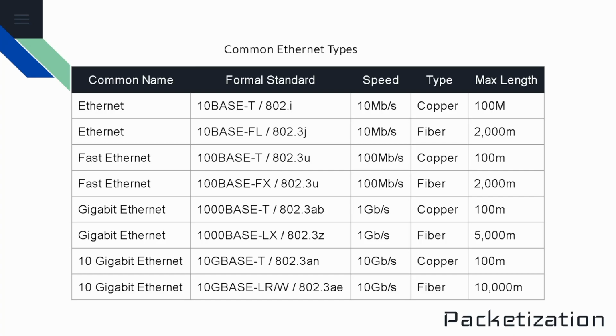Now, the last part of the formal standard can either be a letter or a number. Numbers indicate the max length of the cable in meters. So, for example, if you had a standard that said 10 base 5, that would mean that it is a 10 megabit standard at the max distance of 500 meters. However, there could also be letters, and if you see letters, that indicates the cable type. If you see a T, that's typically for twisted pair, and if you see an X, that typically indicates fiber.